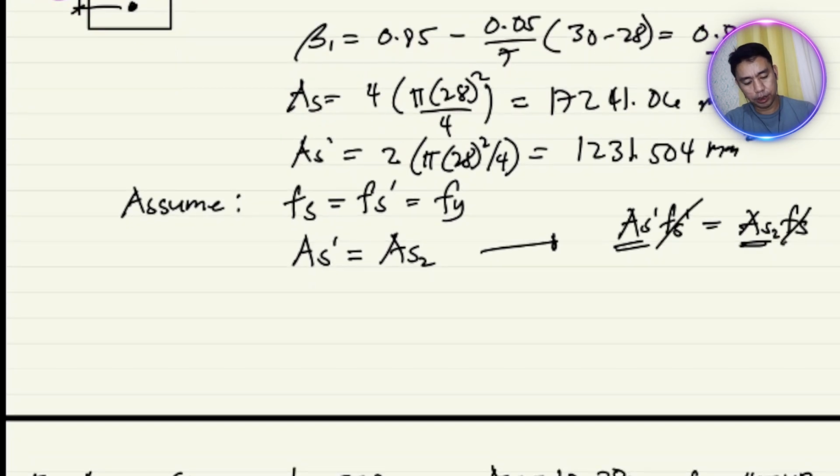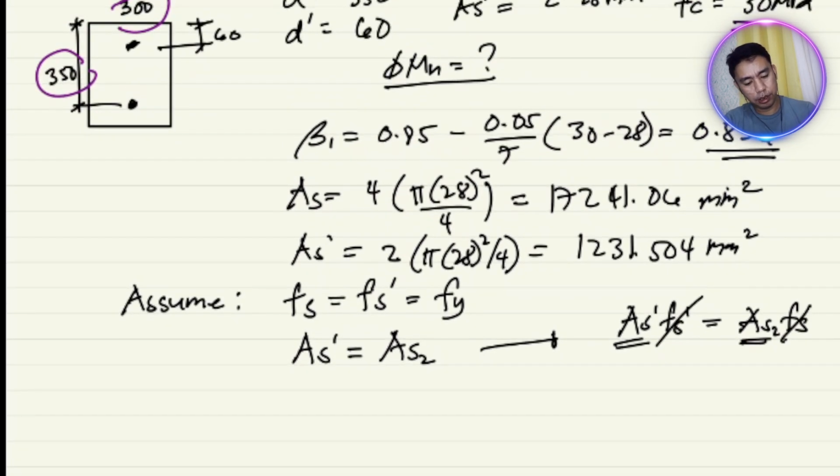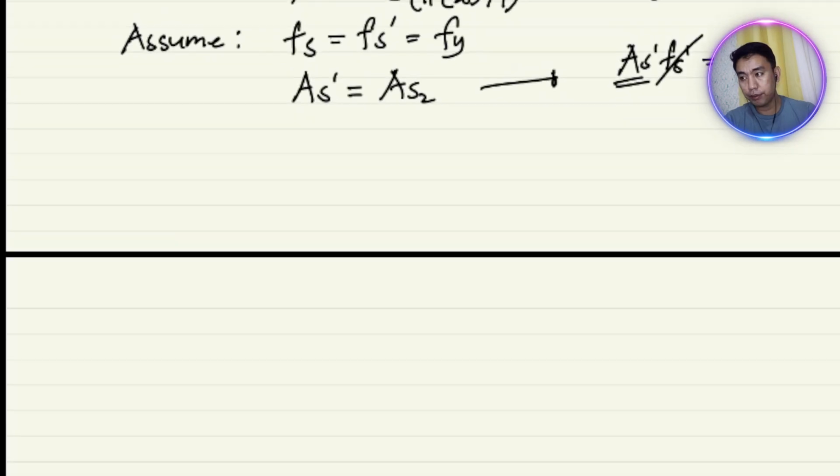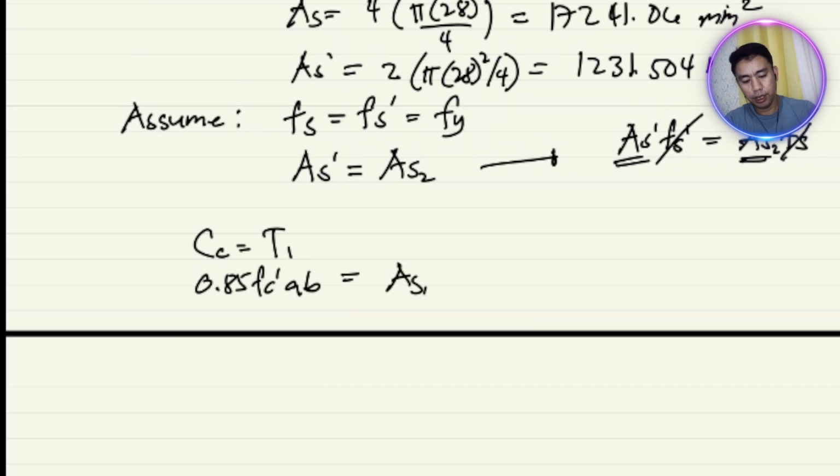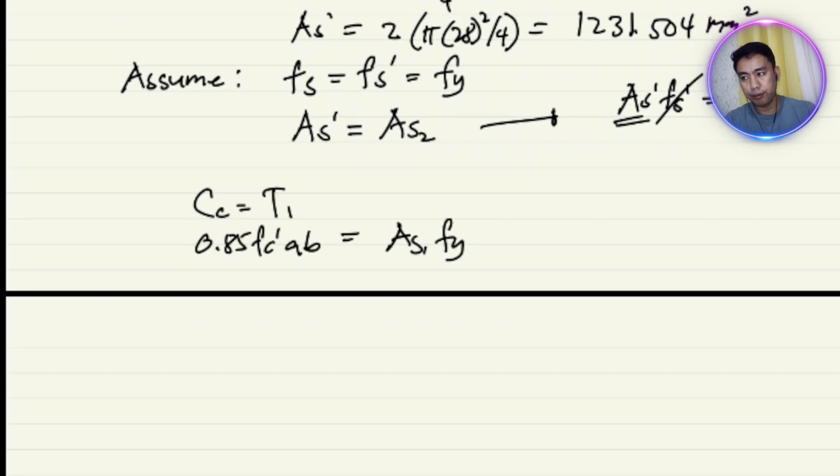Okay? So, let's start with add page. Okay. Ano yung una? Sa first couple, let's start with the first couple. Cc is equal to T1, 0.85 Fc prime ab, yan, equal to As1 Fy. So, ano yung value? 0.85 pag Fc prime, 30.